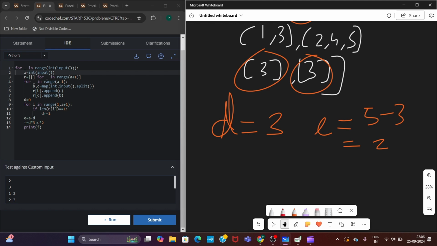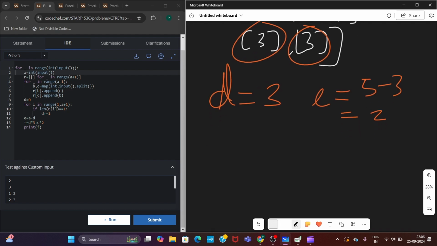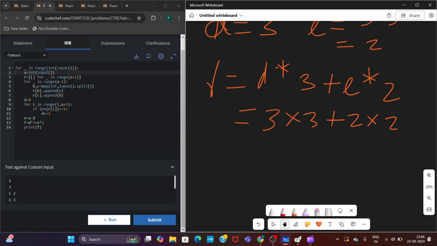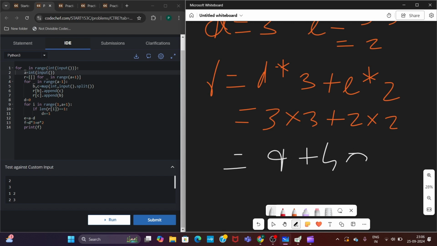So now we will apply the formula. Now what formula is this? F equals d into 3 plus e into 2. So this formula we have applied over here. So it will be 3 into 3 plus 2 into 2. So it will basically be 9 plus 4, which is 13. So we have got our answer as 13 in this case.